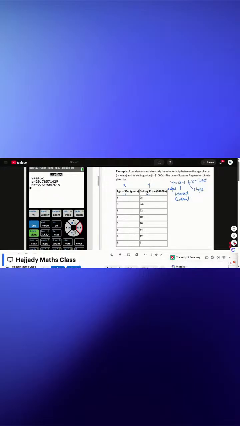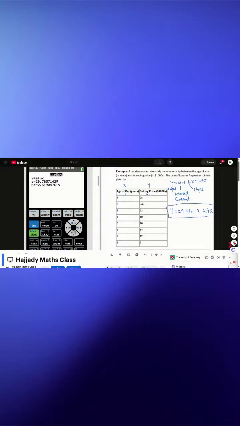Now here we have our a to be 29.7 and b to be negative 2.6. So the regression line is going to be approximately 29.786 minus 2.619x. This is the regression equation.